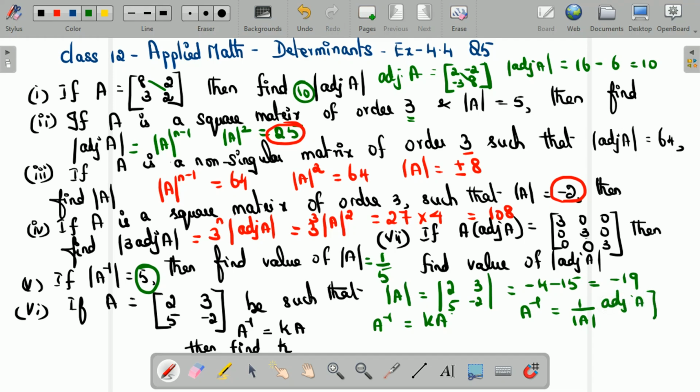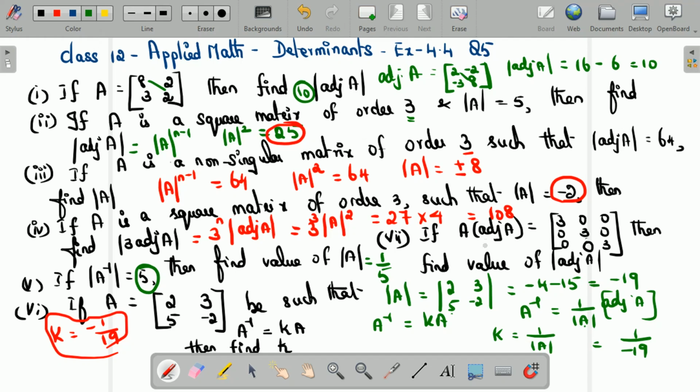So in this case, if you compare both, 1 by determinant of A is going to be the value of K. So K is going to be equal to 1 by determinant of A, which means it is 1 divided by minus 19. So the value that we are looking at is K is equal to minus 1 by 19. Now let's look at the last subdivision.